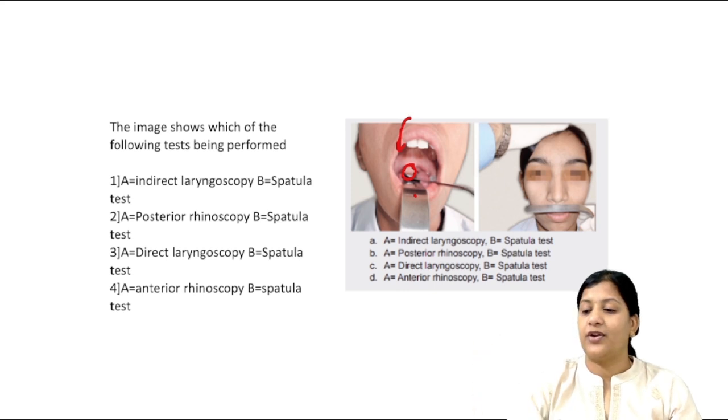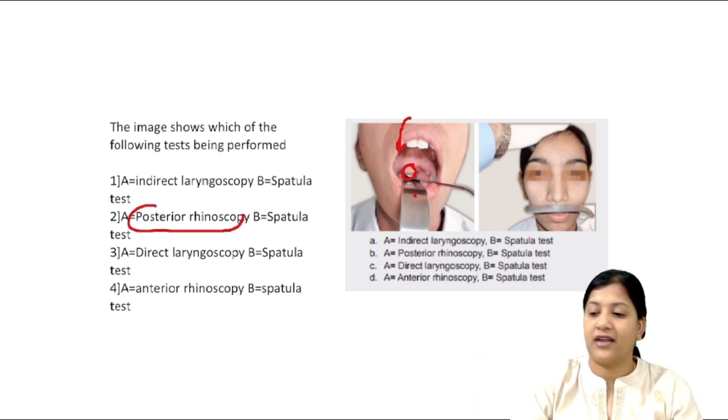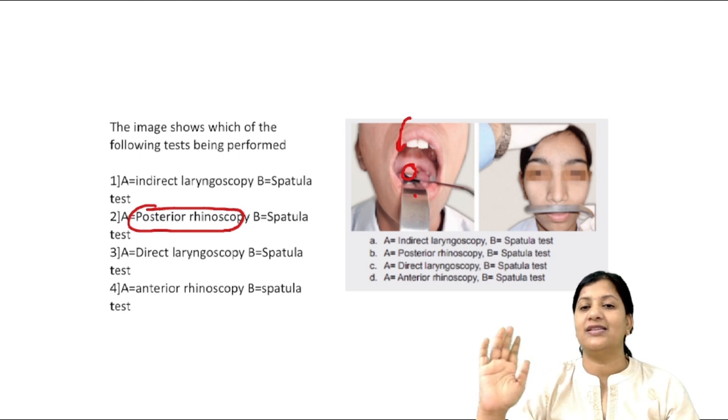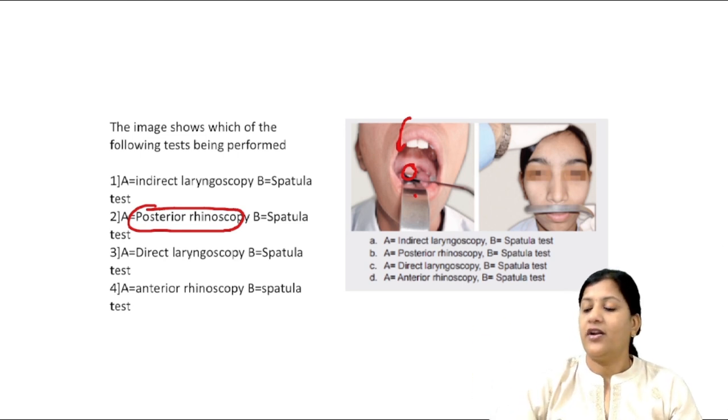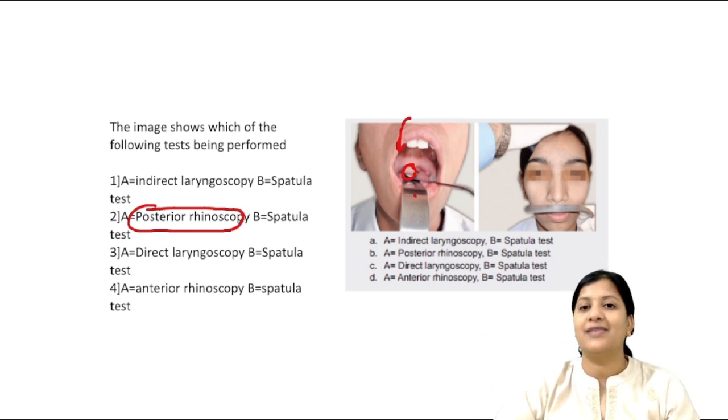So this is going to be your posterior rhinoscopy. Okay, so this is your posterior rhinoscopy. What is the second test? A tongue depressor is held in front of the patient's nose and the patient is asked to breathe out.